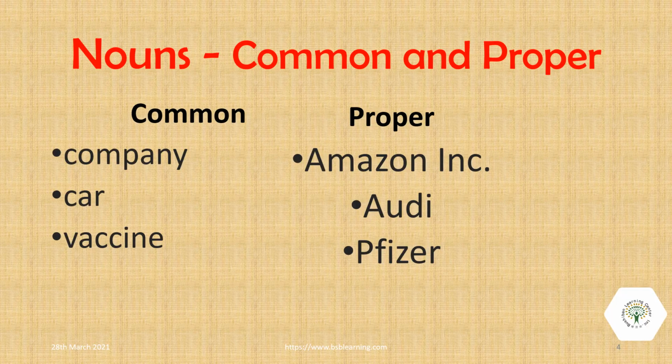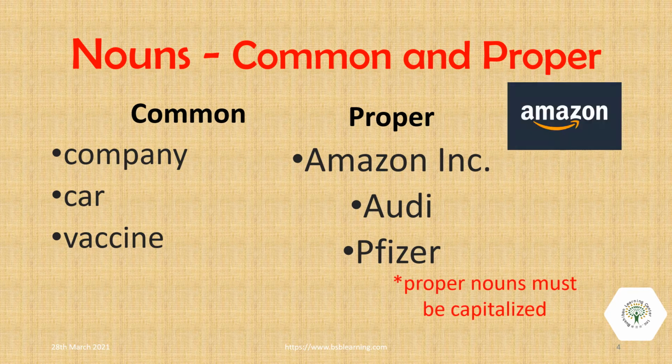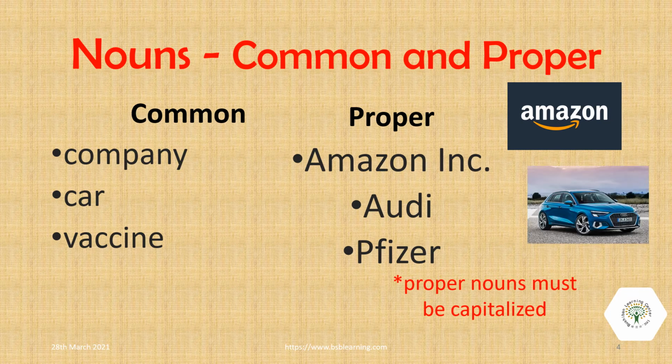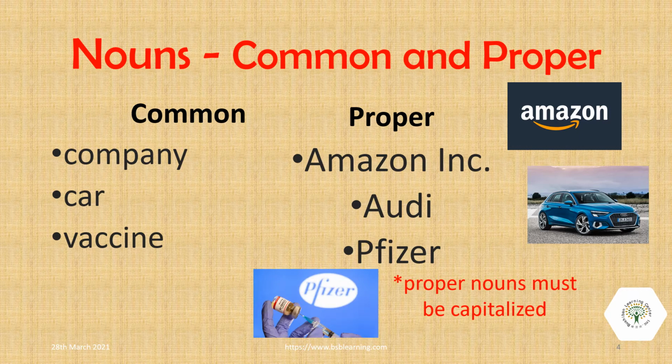Here are some more examples. For company, we have Amazon Inc. For a car, which is a common noun, we have a proper name, Audi. For vaccine, we have Pfizer. Again, we must remember that a proper noun is always capitalized.